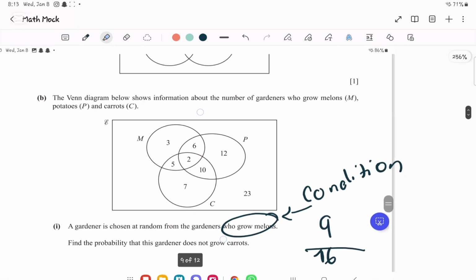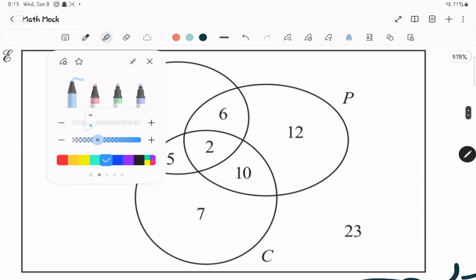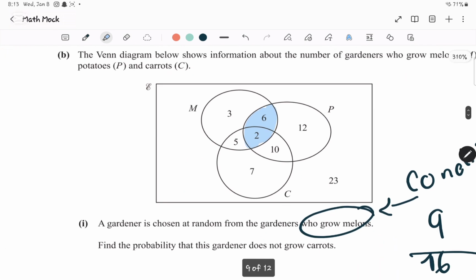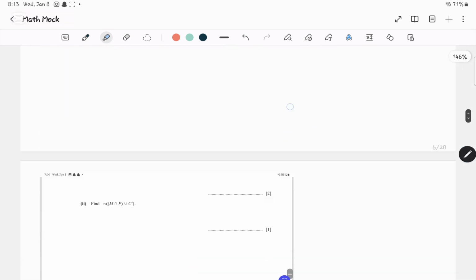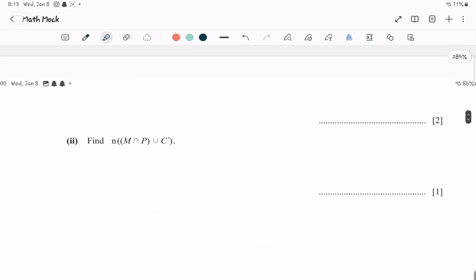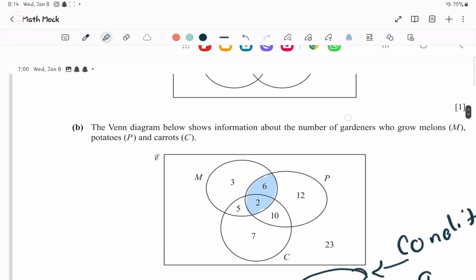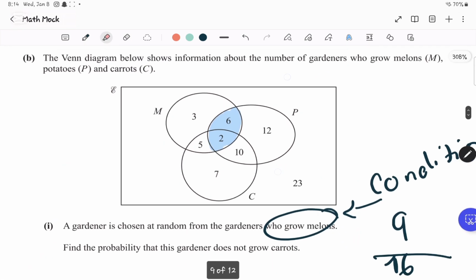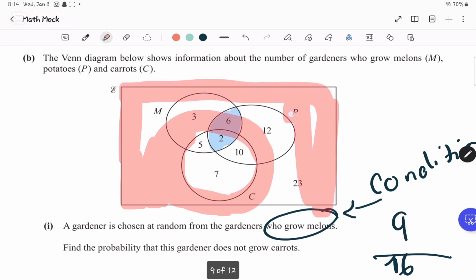So first thing we are gonna do is highlight everything about melons and potatoes that is in common. So in this case, it is 6 and 2. Okay, and then it is in union with everything except C. So we're gonna go up and highlight, I will choose red, everything except C. So I'm gonna make the highlighter a bit bigger. Okay, this is everything except C.